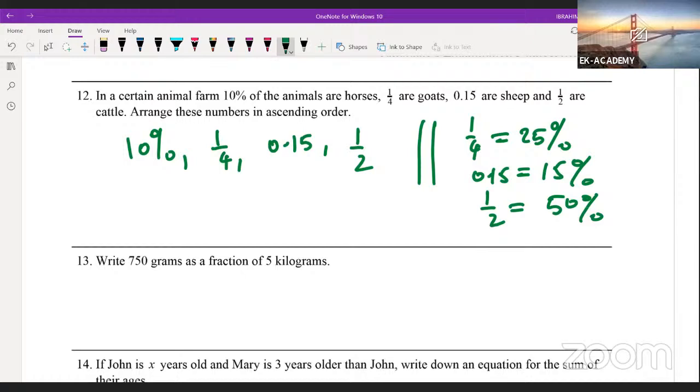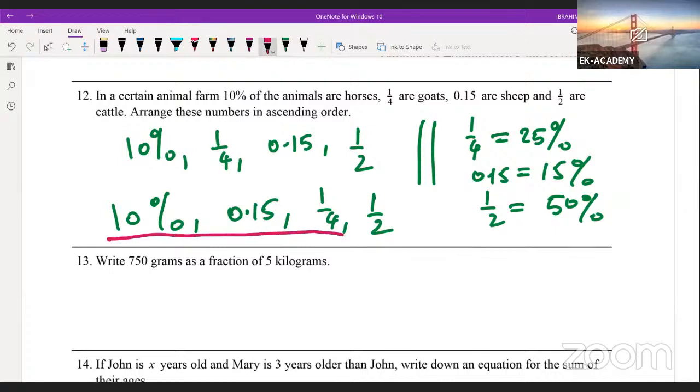So to arrange them in ascending order, now we are going to start with the smallest one, which is 10%. Then 0.15, then 1/4, and the last one will be a half, and that is our arrangement in ascending order.